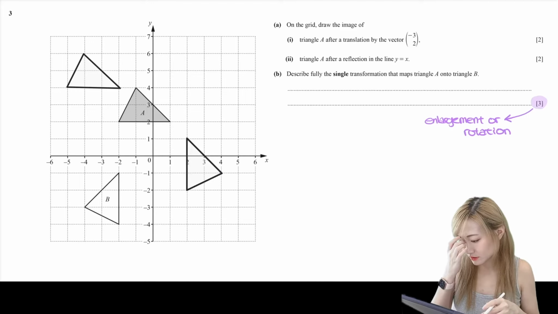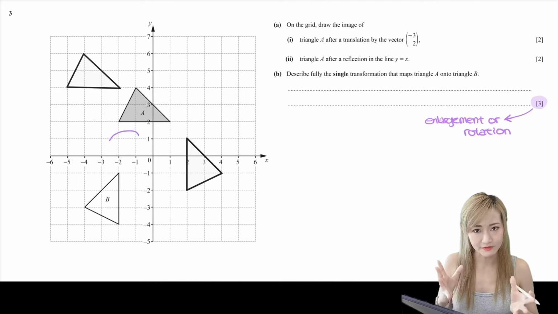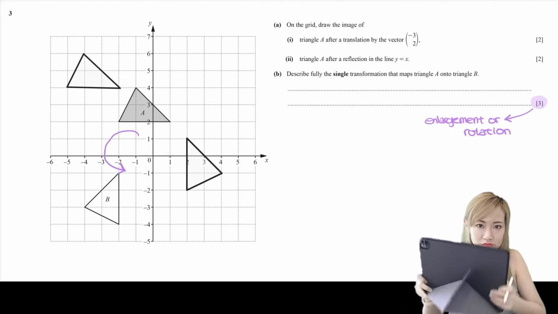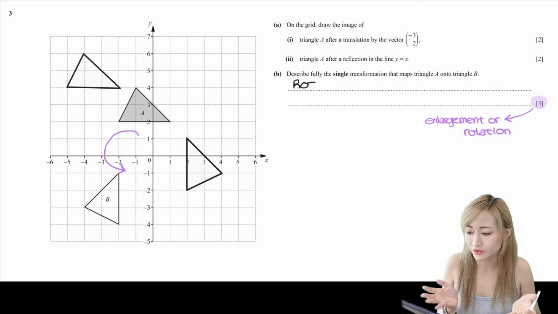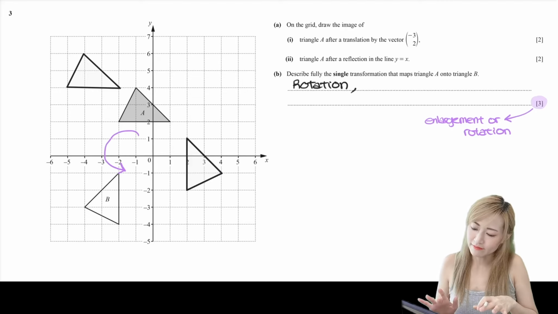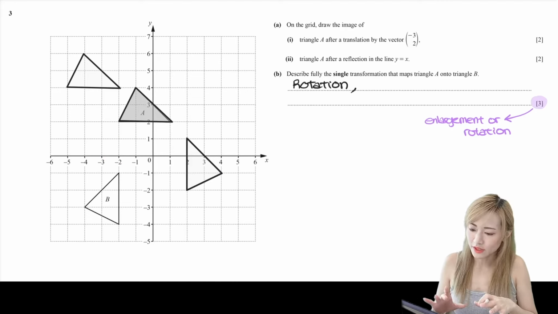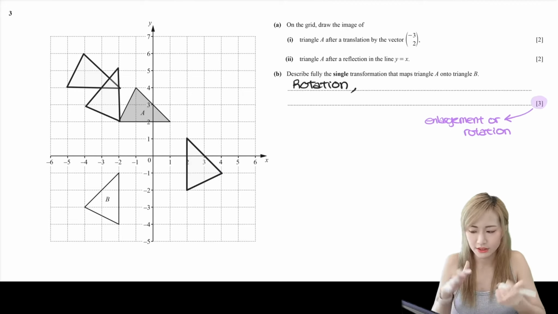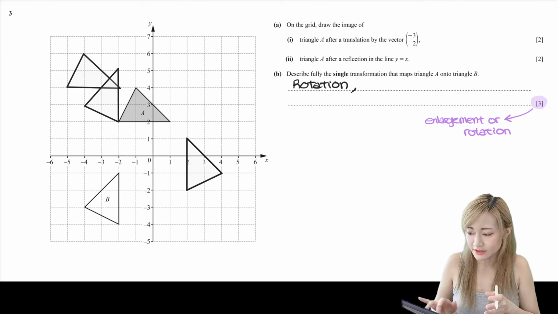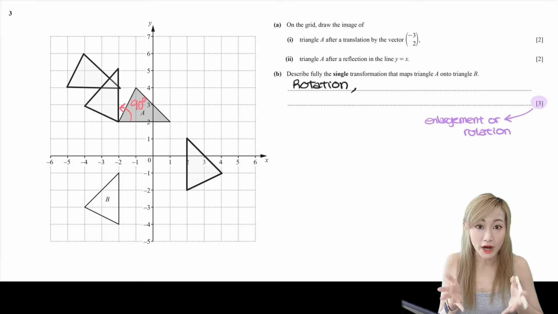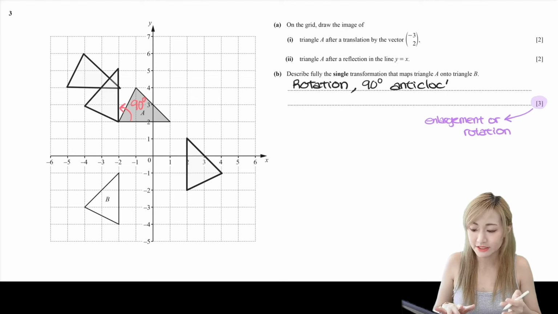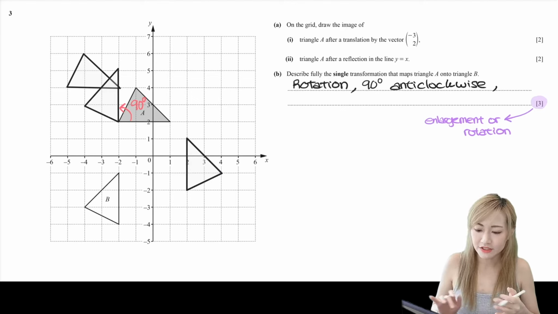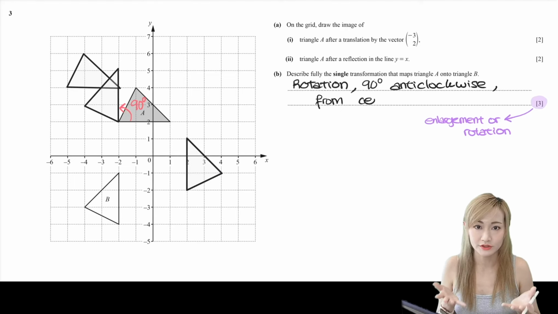So for this one, from A to B, you can see that it's been flipped, like that. So it's probably rotation, or actually definitely rotation. And if you try and imagine the triangle and you rotate it like this, anti-clockwise, 90 degrees, like that, it fits triangle B. Therefore, it's definitely rotation anti-clockwise by 90 degrees. And then the last piece of information we need is from what center.